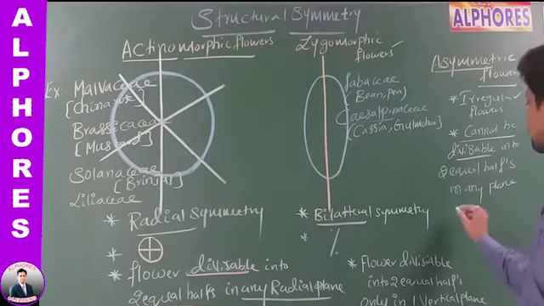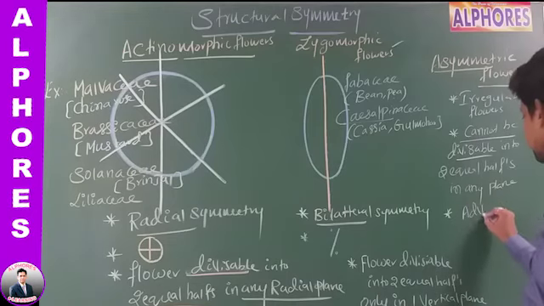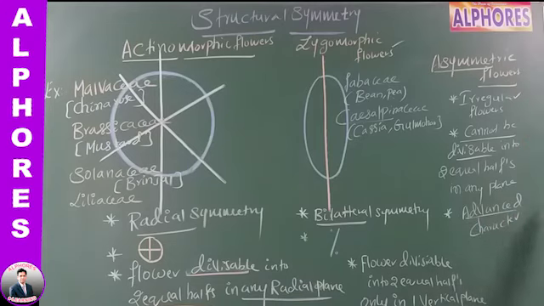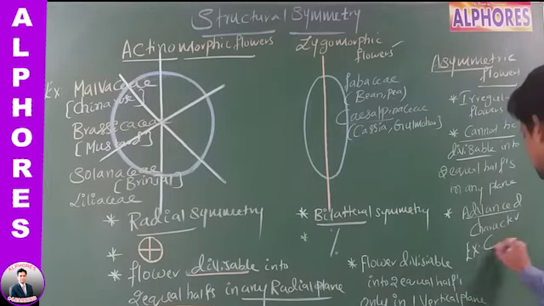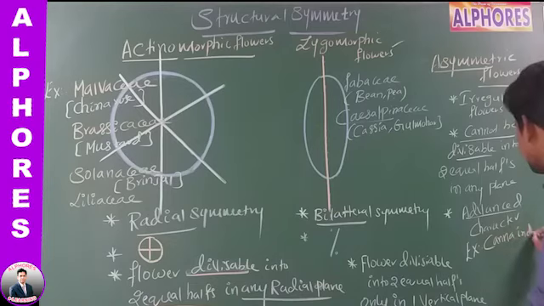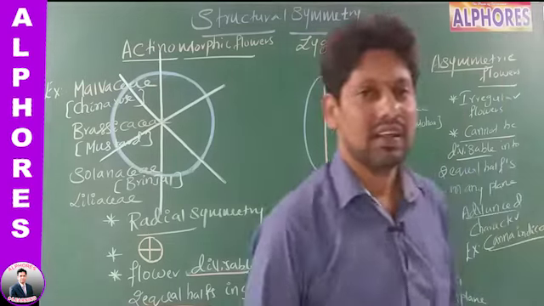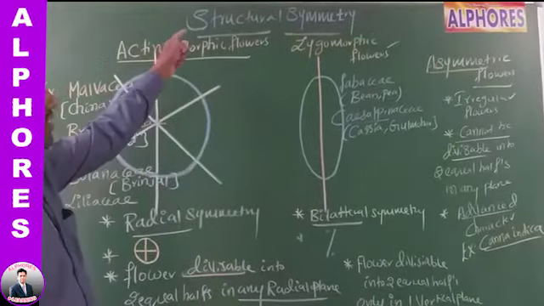Presence of asymmetric flowers is an advanced character. What is the example for asymmetric flowers? Canna, or Kanna. Canna indica. Where do we get this Canna indica plant? We get it in rhizome. Rhizome is a type of underground stem modification. Yes or no? Right.